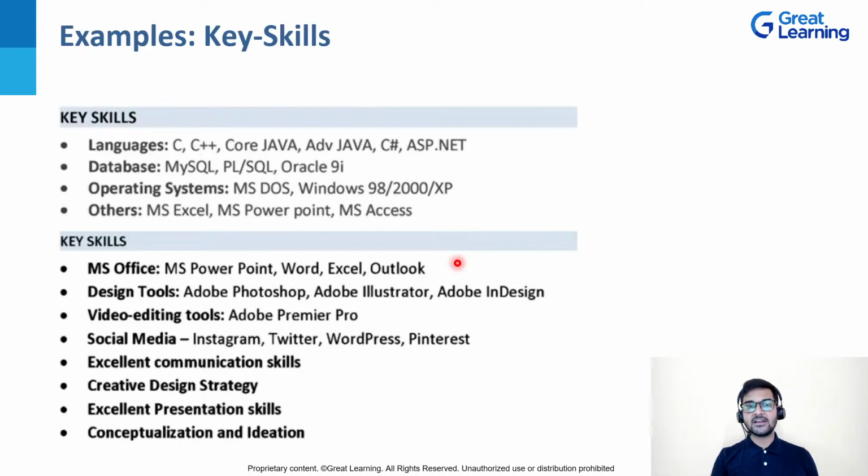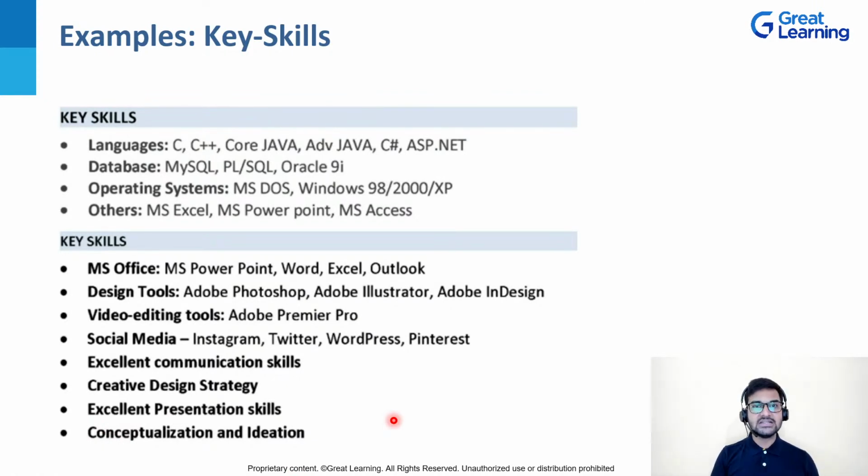For example, these are a few skills you can write in this format: languages, database, operating systems, others. This person has written this for the technical field. If you are applying for, let's say, the role of an editor, then this can be MS Office, design tools, video editing tools, social media, excellent communication skills, creative design strategy, excellent presentation skills, conceptualization and ideation. All those are very good key skills when it comes to video editing.